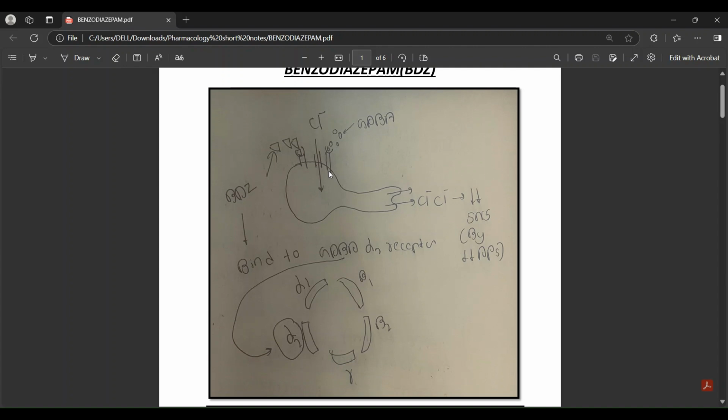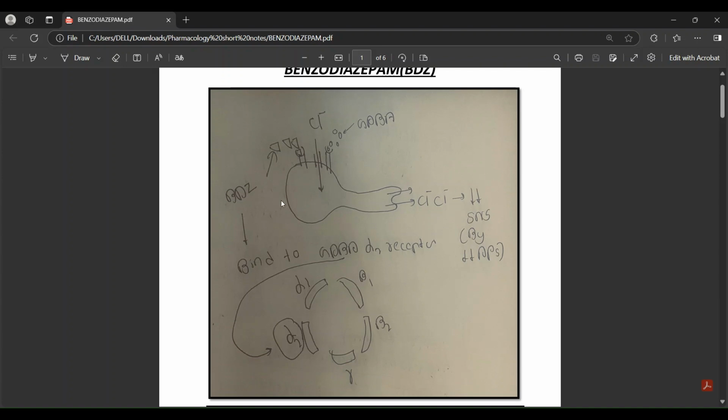GABA binds with these neurons and the receptor is activated, and chlorine influx happens. It will decrease the sympathetic nervous system activity by decreasing the number of action potentials it is generating. So that is what normally happens.